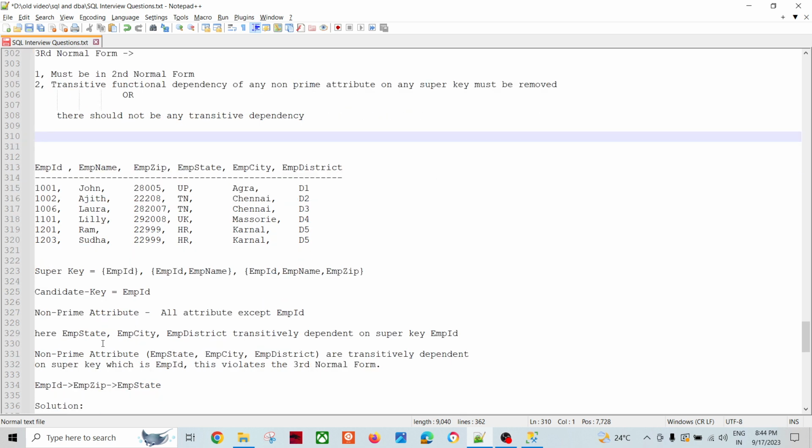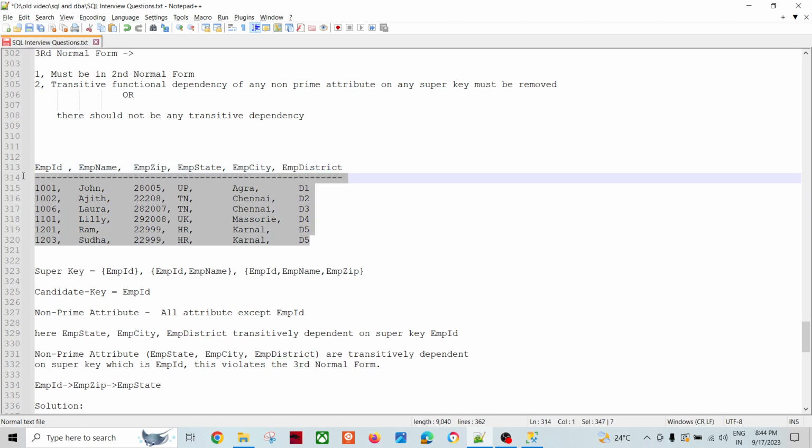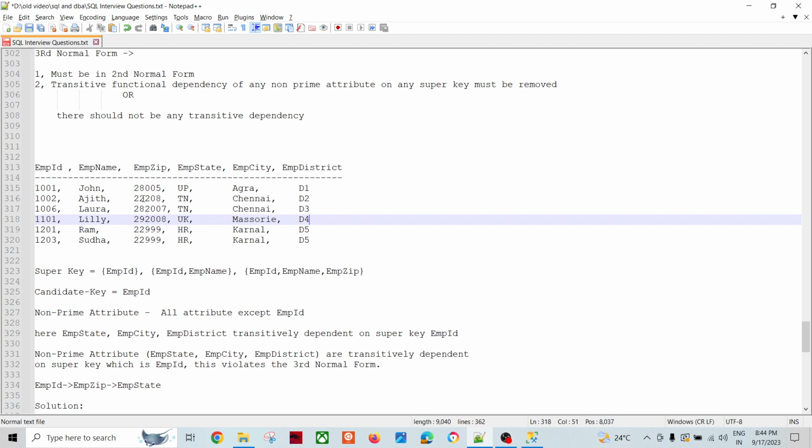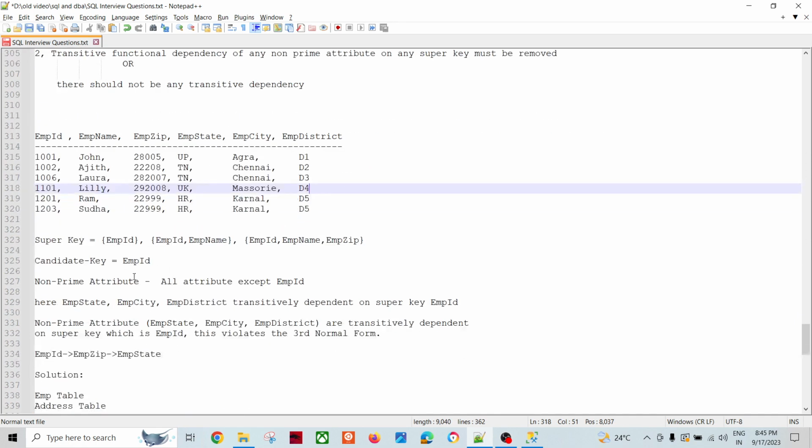So if you look at this data, employee ID, employee name, employee zip number, state, employee city, employee district. It is in second normal form. There is no partial dependency, right? In the sense that these non-prime attributes are not depending upon the part of the candidate key, right?